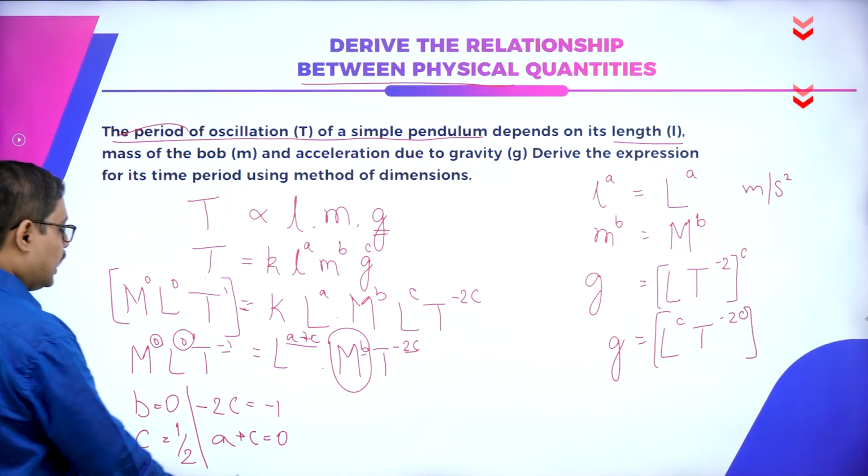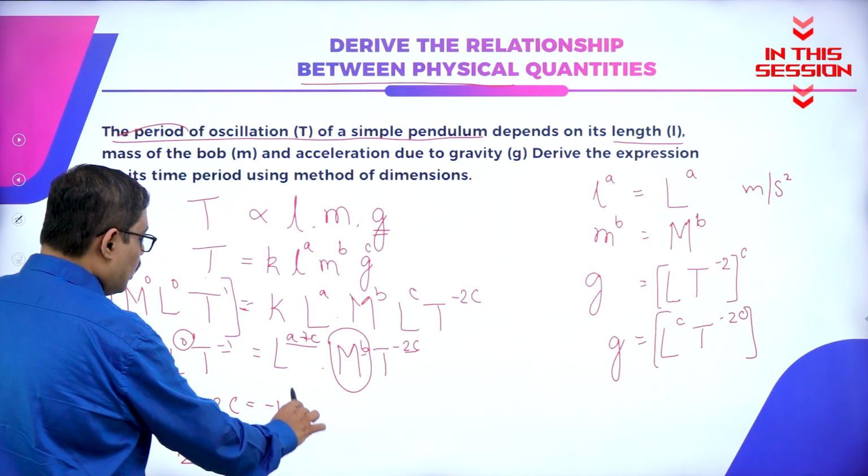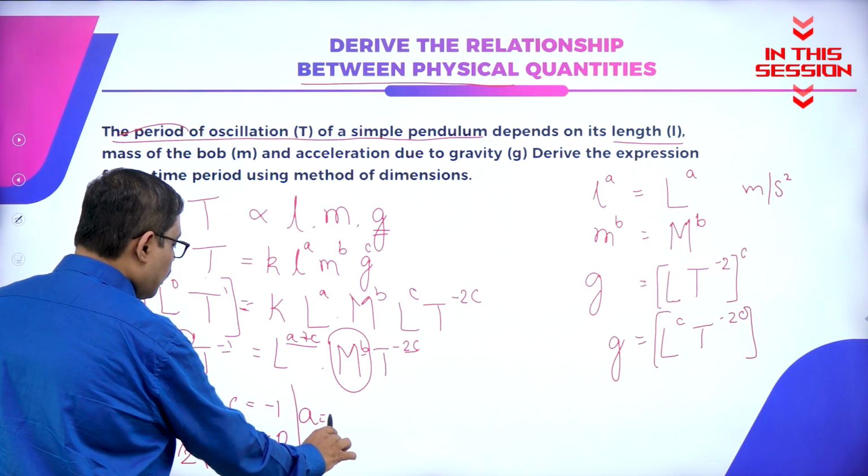We already know that C is half. So for the equation to be 0, A will be minus half.